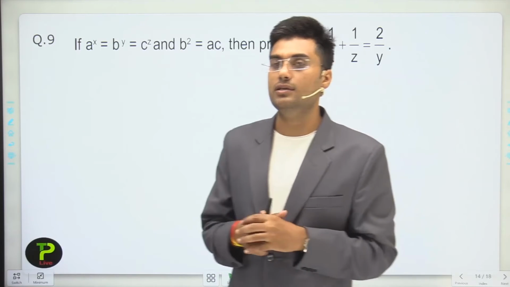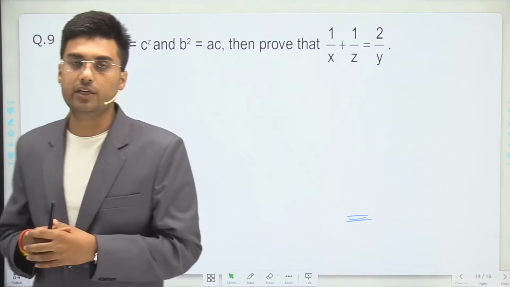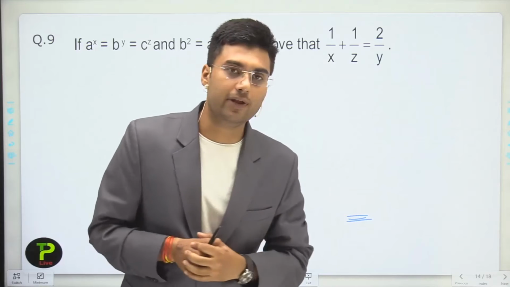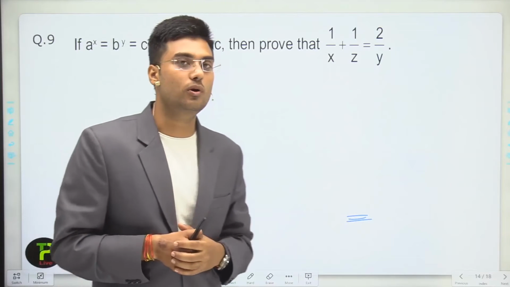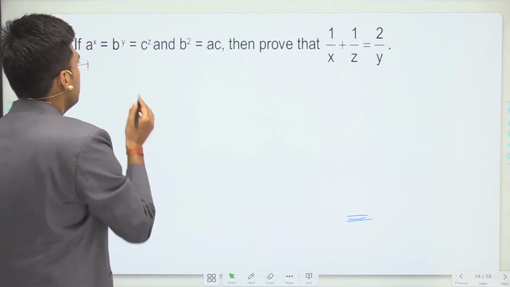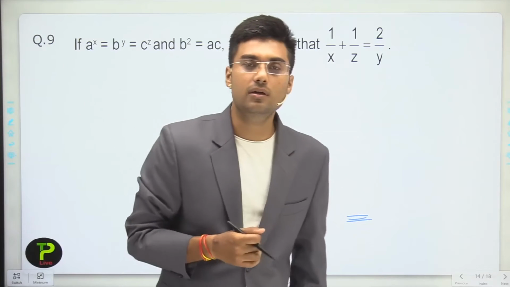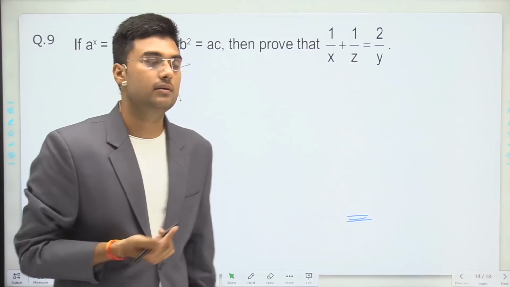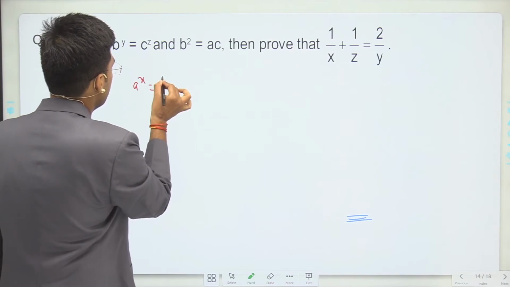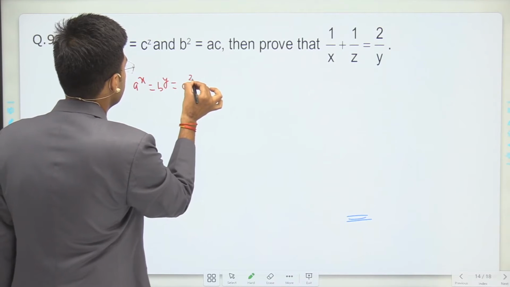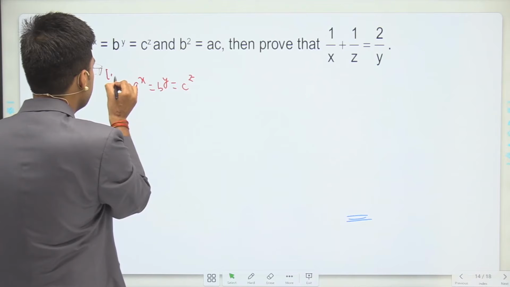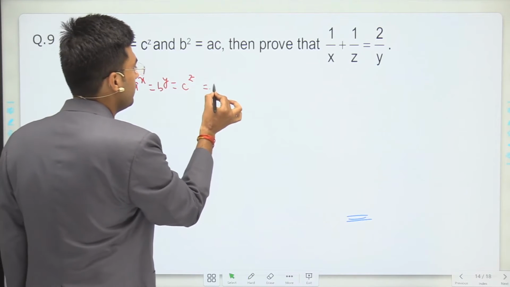this question is also asked in the objective questions, as we have to find the value of 1 upon x plus 1 upon z minus 2 upon y. Okay, so let's solve now. This question is based on the properties of exponents. So in the question it is given that a power x equal to b power y equal to c power z. To solve this type of question, first of all assume that these three are equal to k.